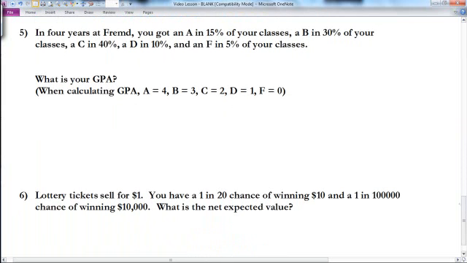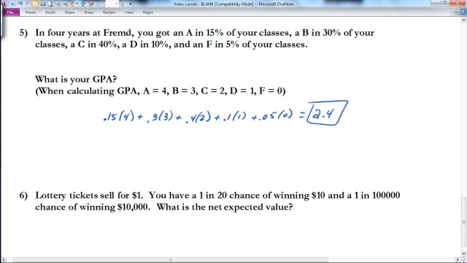So here, when we're calculating our GPA, we will do the probability of each GPA, so 0.15 times the value of 4, plus 0.3 times the value of 3, 0.4 times the value of 2, 0.1 times the value of 1, and 0.05 times the value of 0. And we will get an expected value, or an expected GPA, of 2.4. And this makes sense because we know that 40% of our grades are a C, so the GPA here makes sense.